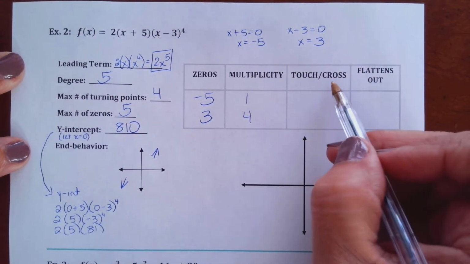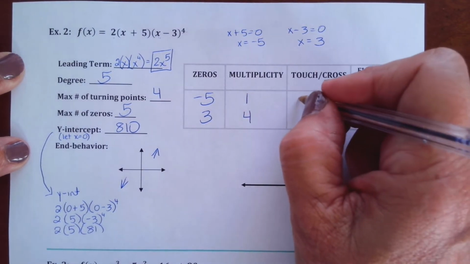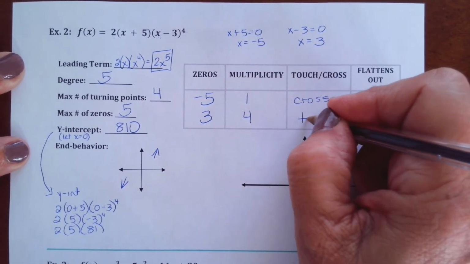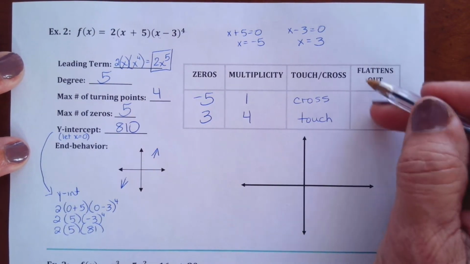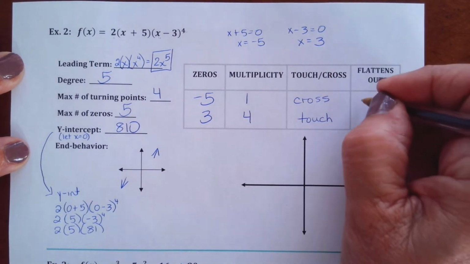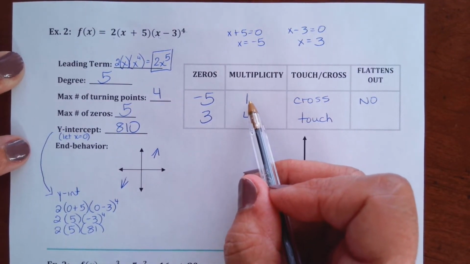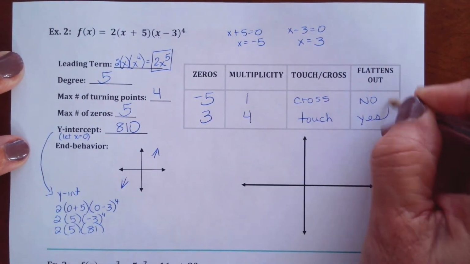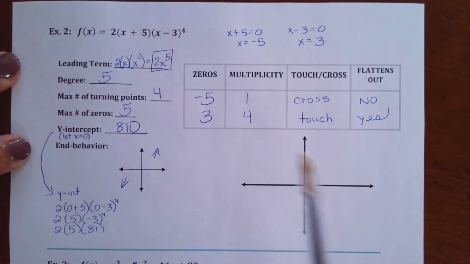When you're doing touching or crossing the x-axis, remember odd multiplicities cross. Even multiplicities will touch and turn around. And then flattening out is anything bigger than 1. So it's not going to flatten out at negative 5 because the multiplicity is 1, but it will flatten out at anything bigger than 1. So it's going to flatten out at 3. Okay? All right, so once we have all that, now we can do the graph.